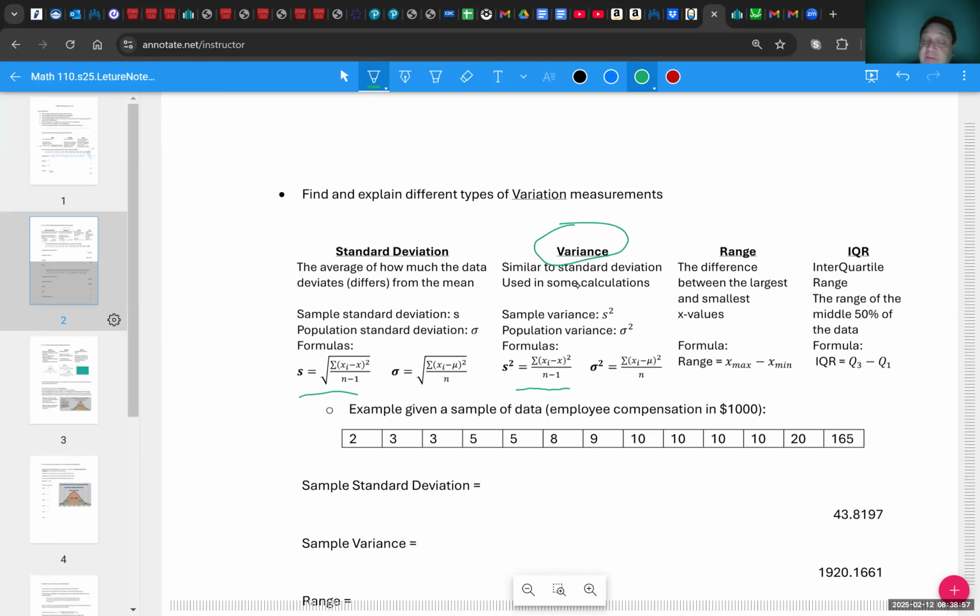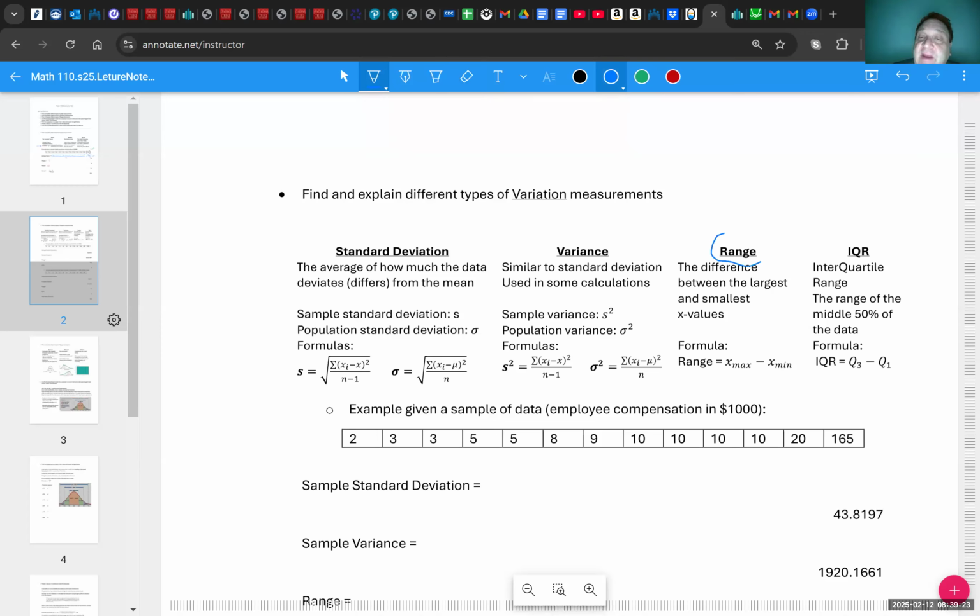And when you square a square root, the square root goes away. So S squared is that whole average thing without the square root. It's used in different types of calculations. So you'll just have to be aware of this thing called the variance. Some formulas use the variance, S squared, and some formulas use the standard deviation, which is just S or sigma.